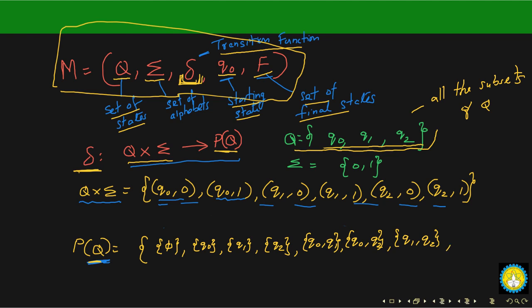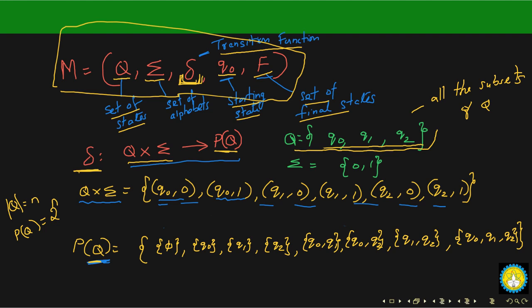Now we have one more, that is the entire set itself, Q0, Q1, and Q2. The set itself is a subset of itself, right? Now, what we expect here is that if Q contains n elements, then the power set of Q will contain 2 raised to n elements.